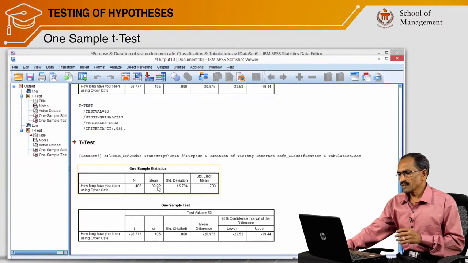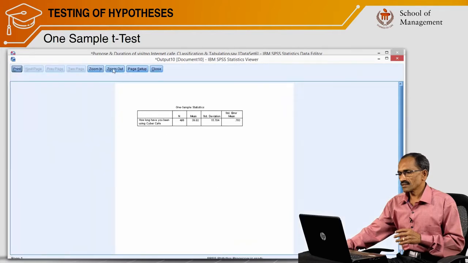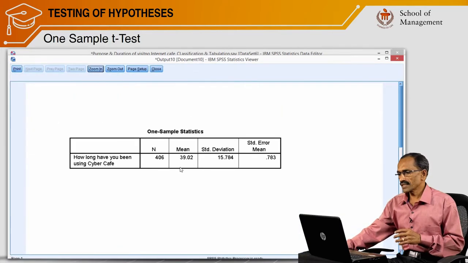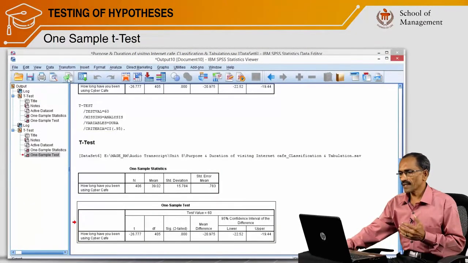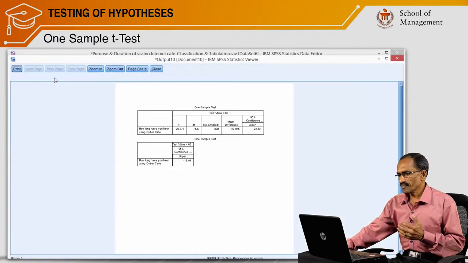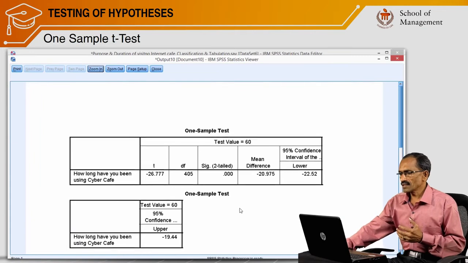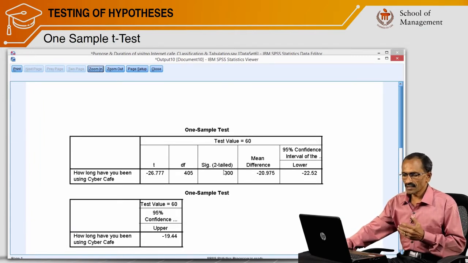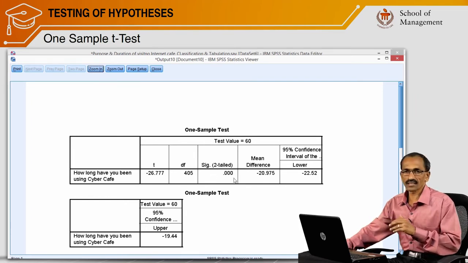This is the average mean. The average mean is 39.02 and the standard deviation is also shown. And what was our hypothesis mean? Yes, our hypothesis mean was 60. Let me zoom it out and get our test value, and this is the test. To interpret the t-test, we need to look at only this column, that is the significance value.